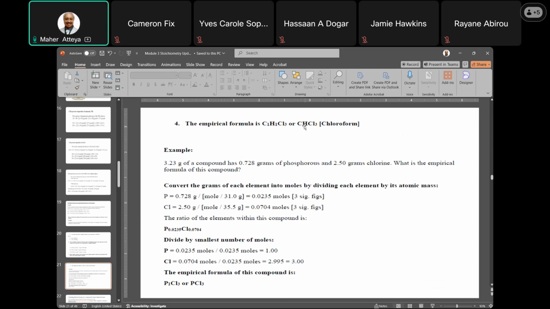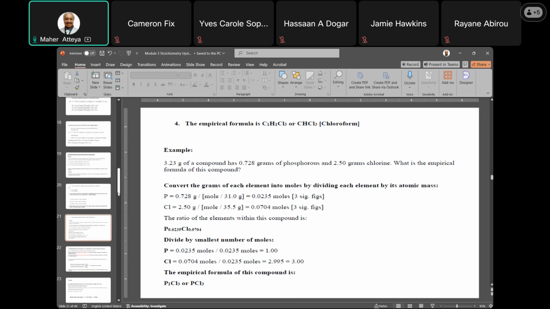Is it the molecular formula? Yes. Sometimes the empirical formula will coincide with or be equal to the molecular formula. Meaning what? Meaning that the reduced ratio is equal to the total ratio. You cannot reduce it further. So you have 1 carbon to 1 hydrogen and 3 chlorine, chloroform. And you know chloroform is a compound used heavily in medicine. And so anyway, you go further here.